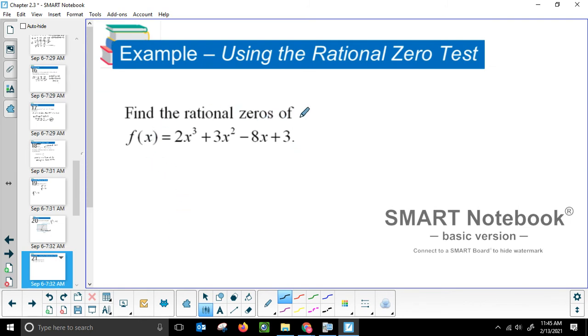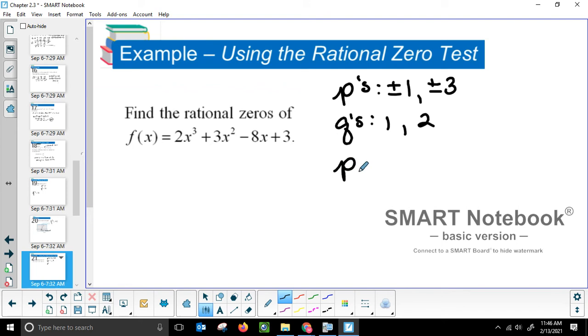All right, so find the rational zeros of this. First we need to find our possible rational zeros, which are our p over q's. Our p's are all of the factors of 3, so plus or minus 1, plus or minus 3. Our q's are all of the factors of 2. Because we're doing p's over q's, you only need the plus or minuses on the p's or the q's, not both. So this is going to be 1 or 2, the only factors of 2.